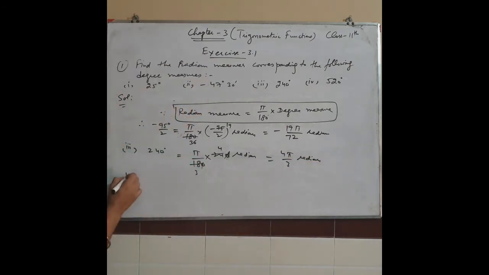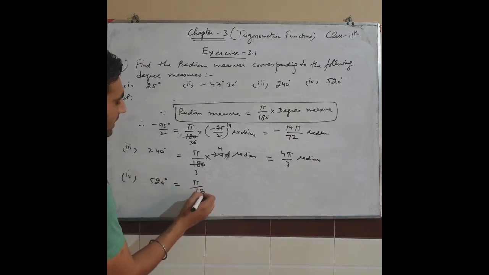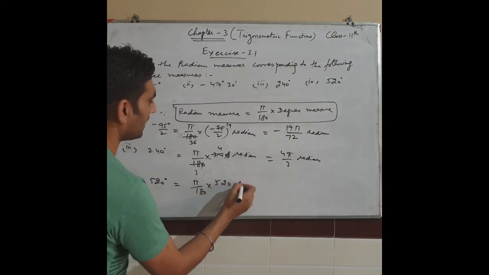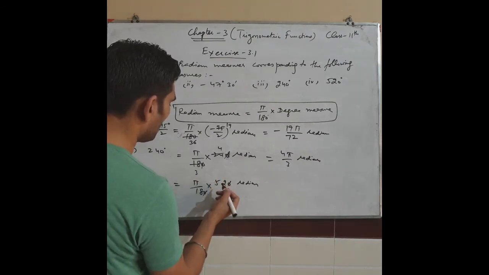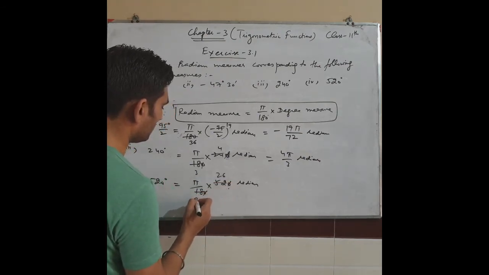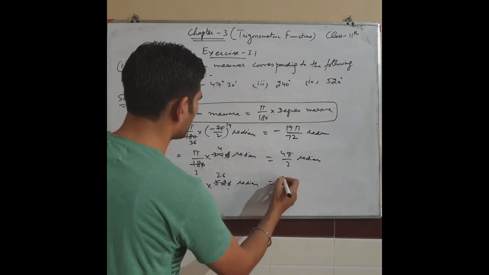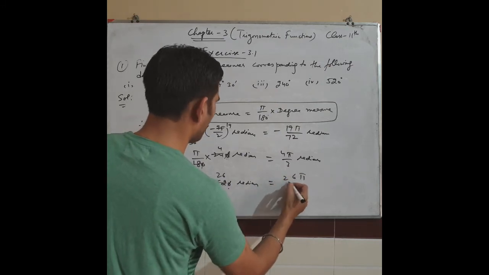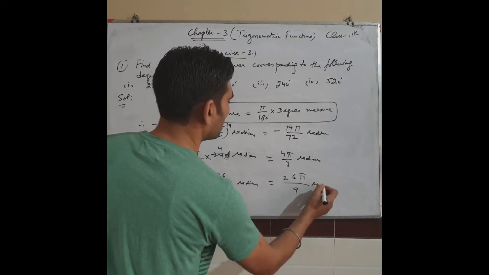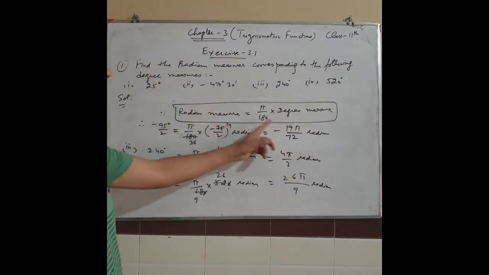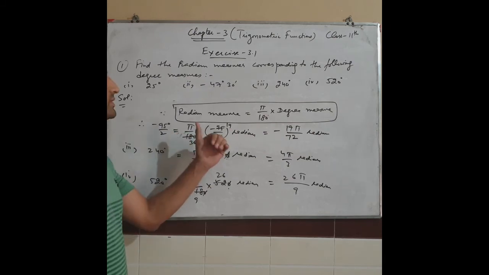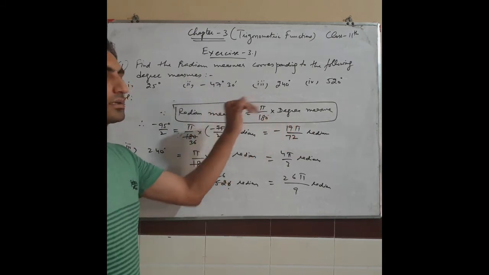Now the last part, number 4. Part 4 is 520 degrees, which can be written as pi over 180 into 520 radian. And 0 cancelled. It will go to 26 over 9, and further cancellation is not possible. So it is 26 pi over 9 radian. So these are the 4 parts of question number 1. I think they are very simple. Try to remember the conversion, this formula, very simple to remember. And with the help of this formula, we will now convert radian measures into degree measures.